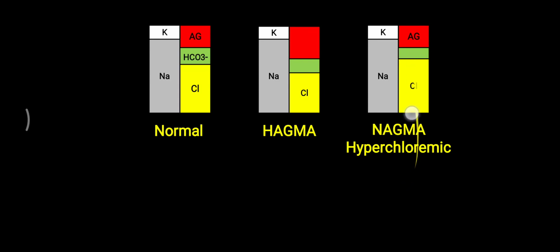And here, why is the anion gap normal? Because of the compensatory increase of chloride in response to the decreased level of bicarbonate, the anion gap still remains normal. So that is called normal anion gap metabolic acidosis. So simple, this graph is called a Gamblegram.